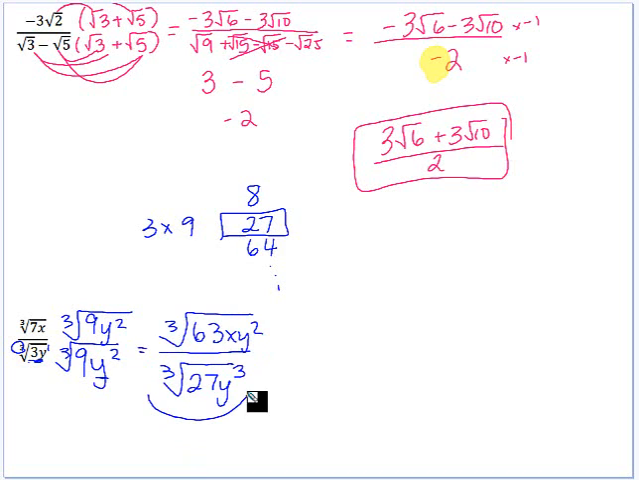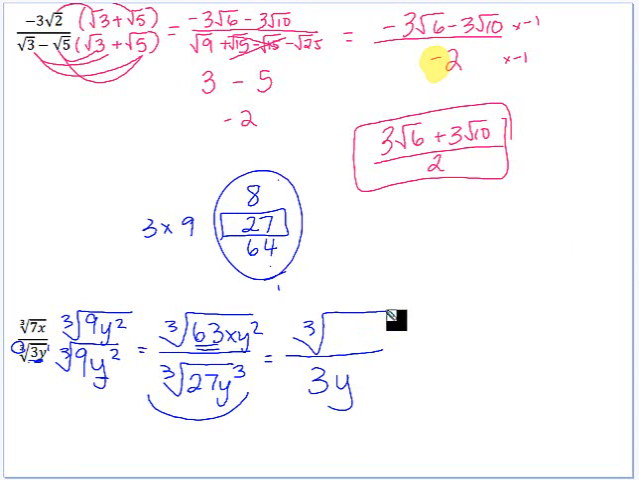We know that the cubed root of 27 is 3. Cubed root of y cubed is y. And then 63, you look to see if you can simplify it. Any perfect cubes go in there, and none of them do, so it stays the cubed root of 63xy squared. So there's your quick review on radicals.